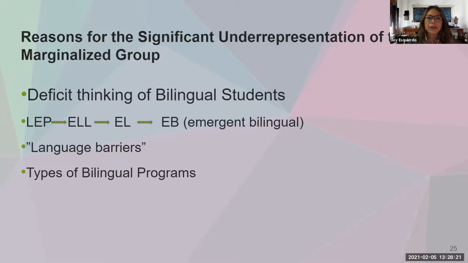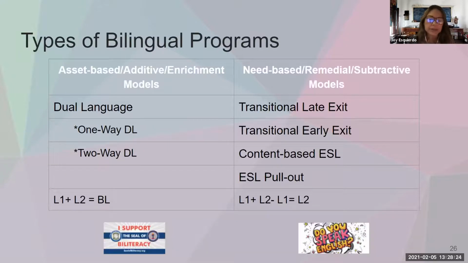Next. So I'm going to briefly talk about these bilingual programs. If you look at one side, it's asset-based additive enrichment models. These are the programs that from the beginning are developing both languages together. So you have the one-way dual language and the two-way dual language. And those two, if you look at the bottom, is first language plus the second language, and that leads them to be bilingual learners.